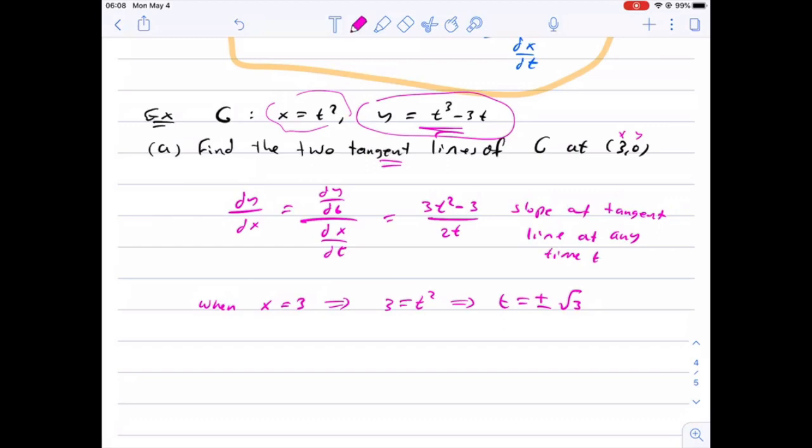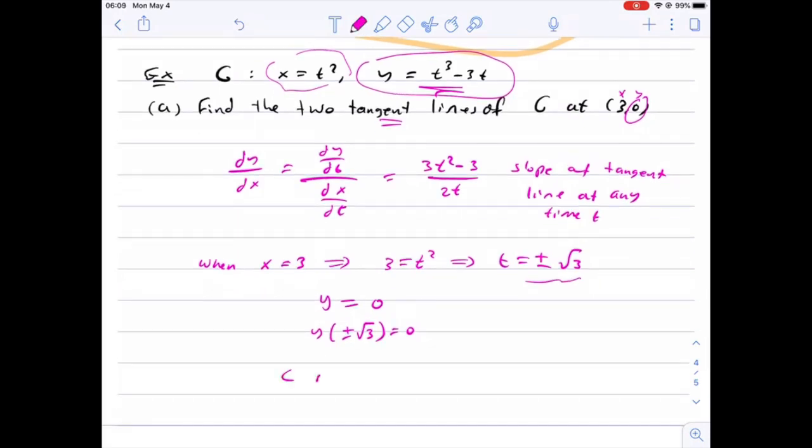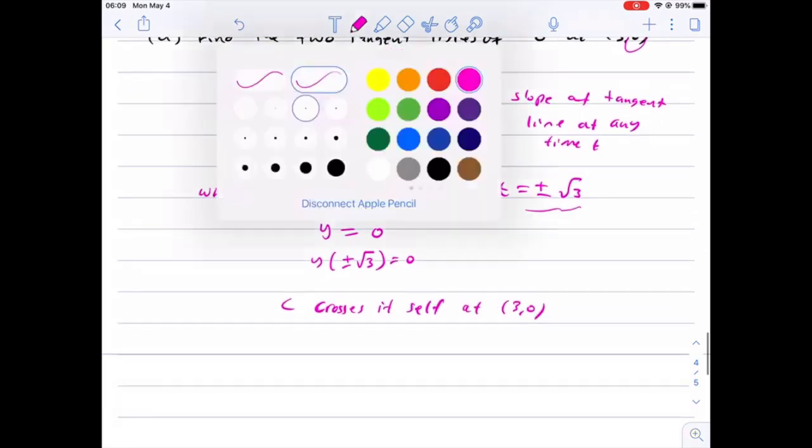Now, what is y? Y is equal to 0. So y of any point is 0. Y of plus or minus square root 3 should be 0. And that means the curve C crosses itself at the point (3, 0). And actually the graph looks like this.